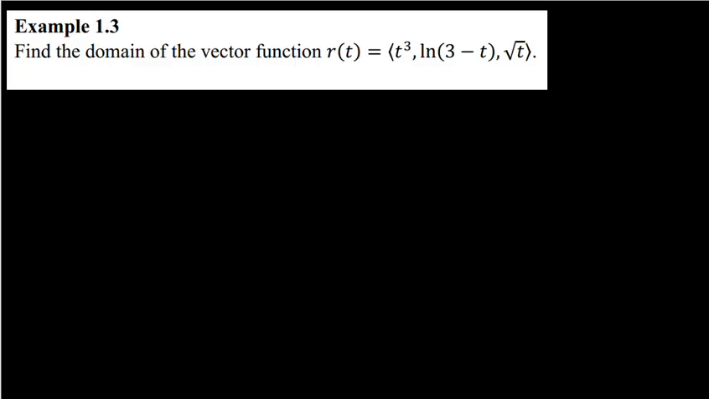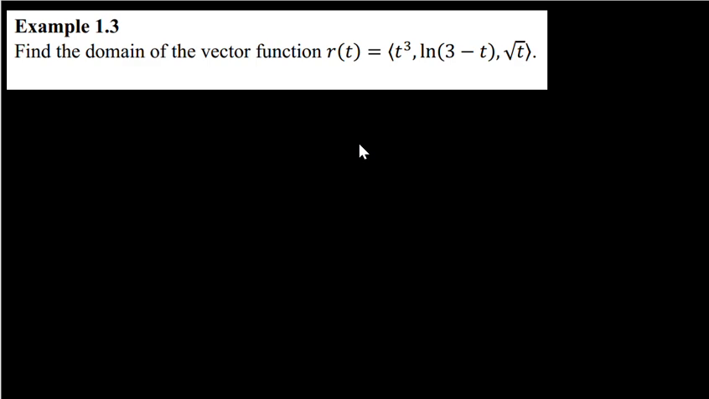Let's make an example. We have to find the domain of the vector function r of t is equal to t cubed, ln of 3 minus t, and the square root of t. So the domain of this vector function will be all values of t for which the three functions t cubed, ln of 3 minus t, and the square root of t are all defined.